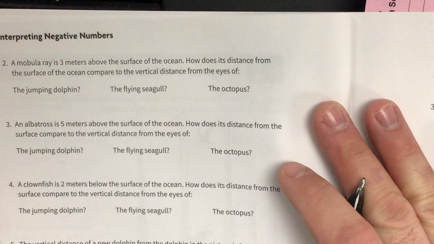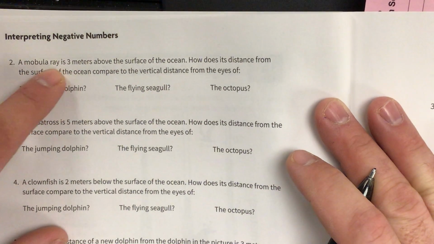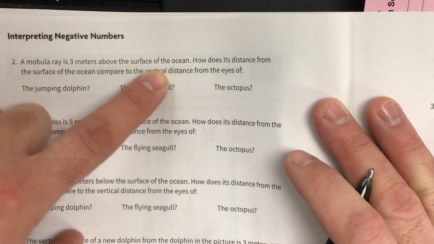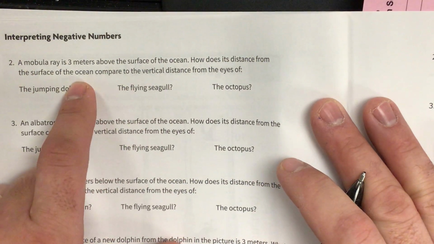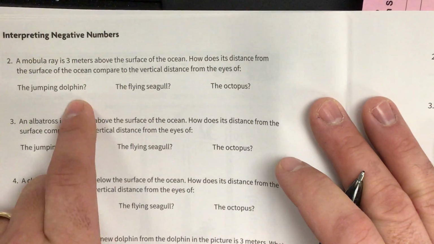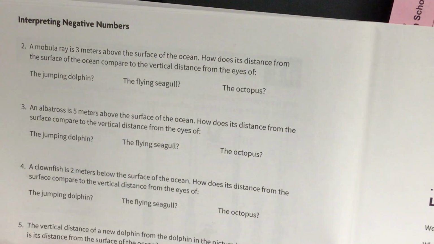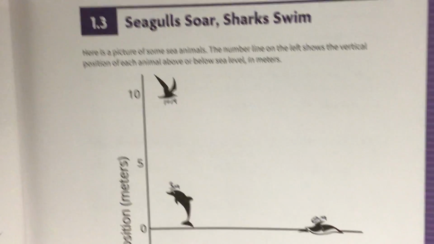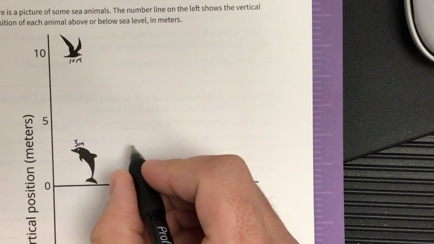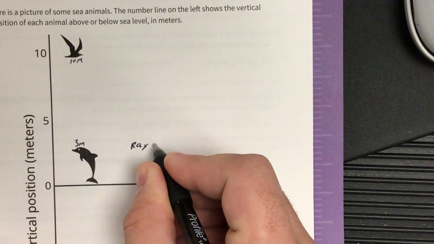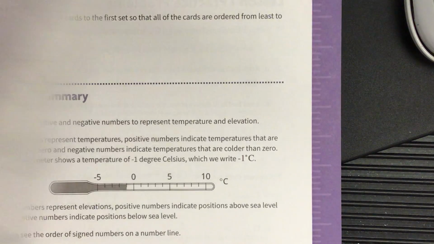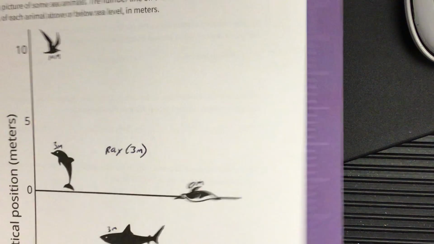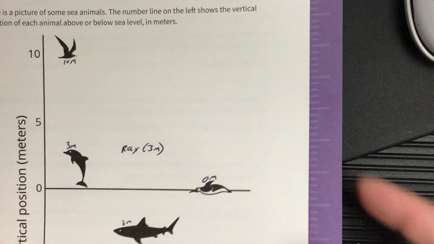Question 2. A ray is 3 meters above the surface of the ocean. How does the distance from the surface of the ocean compare to the vertical distance from the eyes of each of these 3? So we got to draw in that ray. 3 meters above. Okay, so I'm not going to try to draw a ray. I'm just going to write it here. What's a ray? I guess I don't know what a mobula ray is, but I'm thinking like a stingray that jumped out of the water.